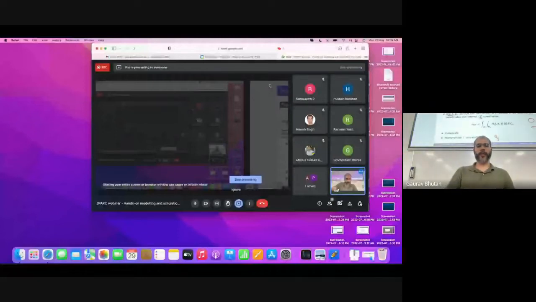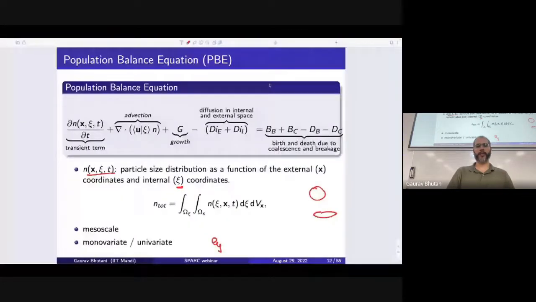So in today's discussion, we'll only have one internal property, only one xi, that is a particle size or the bubble size. So this representation is called a monovariate or a univariate population balance equation. But if you have more xi's, then you get a bivariate or multivariate.